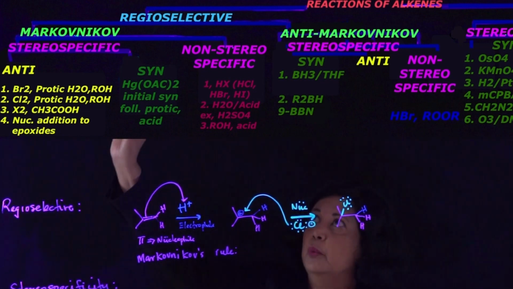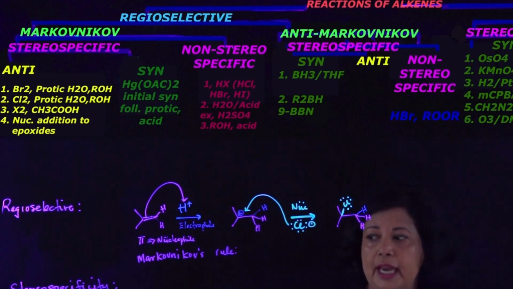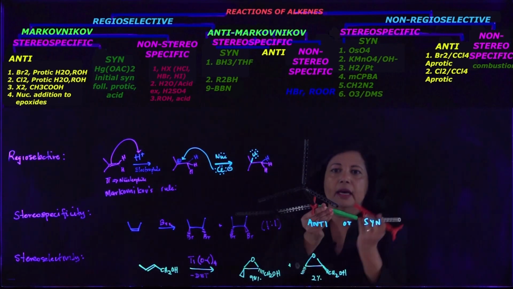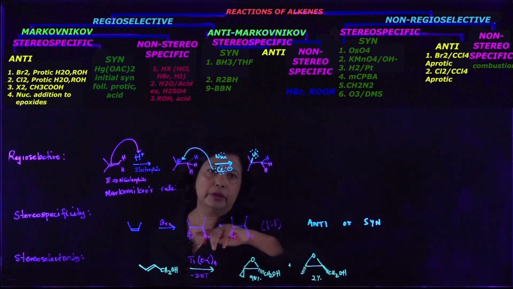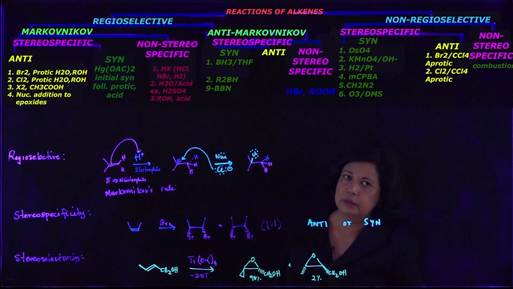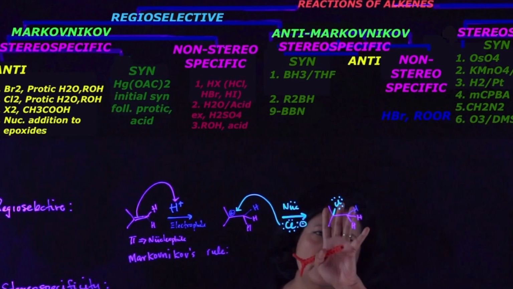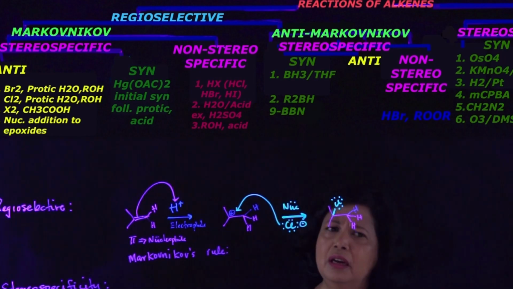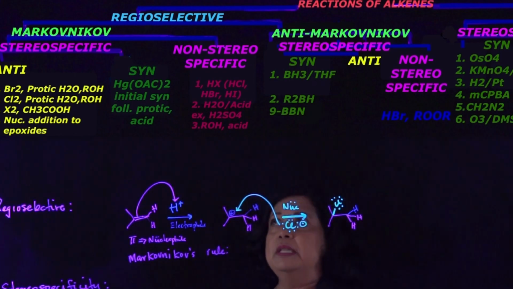Now, within the Markovnikov reactions, you can have a reaction that's non-stereospecific. That means it can go up or down equally. And that would be with the acids, water and acids, or alcohols and acids predominantly. There are other reactions, of course, but these are just the ones that we're considering for your class. Okay, there are a lot more reactions than this. So that would be the non-stereospecific.